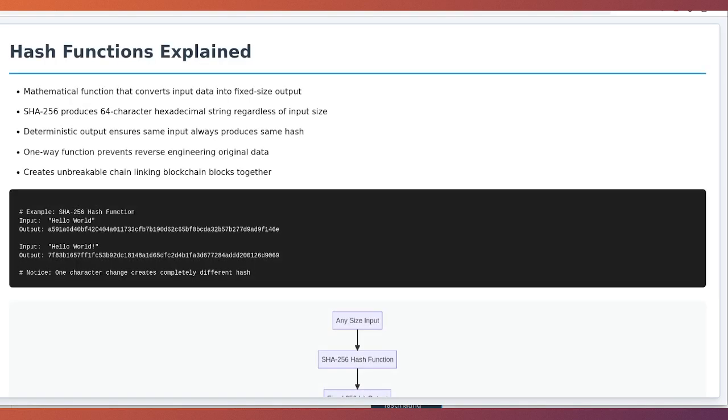Let's start with one of the most important cryptography tools in blockchain, the hash function. A hash function is like a mathematical meat grinder. You put data in and it produces a fixed-size output called a hash or digest. No matter how much data you feed into a hash function, whether it's a single word or an entire library of books, the output is always the same size. For example, the SHA-256 hash function, which is used by Bitcoin, always produces a 256-bit output, which is typically represented as a 64-character hexadecimal string.